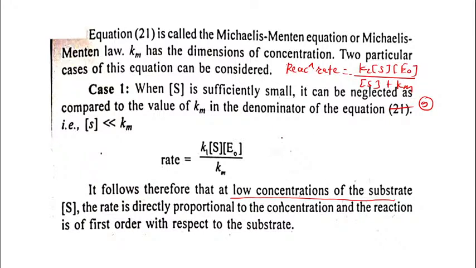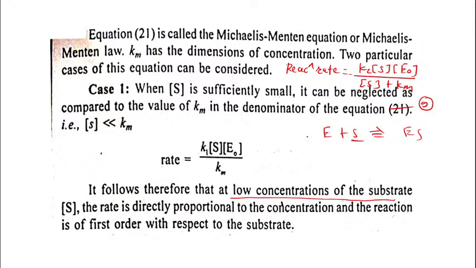low concentration of the substrate means, once again let us write that reaction, E plus S gives ES, low concentration of the substrate. The rate is directly proportional to the concentration. Rate is directly proportional to this concentration, and the reaction is first order with respect to the substrate.